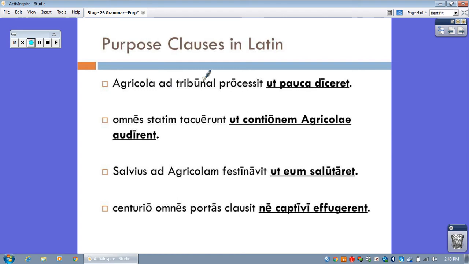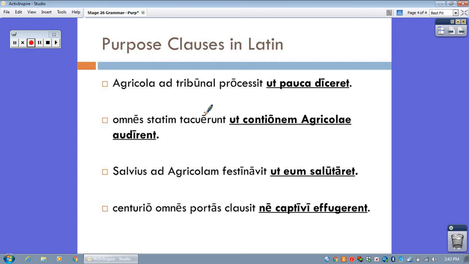Agricola ad tribunal processit ut pauca diceret. So first thing you notice, ut starts this clause here. And then we look at it. Agricola proceeded to the platform in order to say a few words. Or you could simply say he proceeded to the platform to say a few words. Tells you again, why did he proceed to the platform? Because he wanted to say a few words. Expresses purpose. Pretty straightforward.